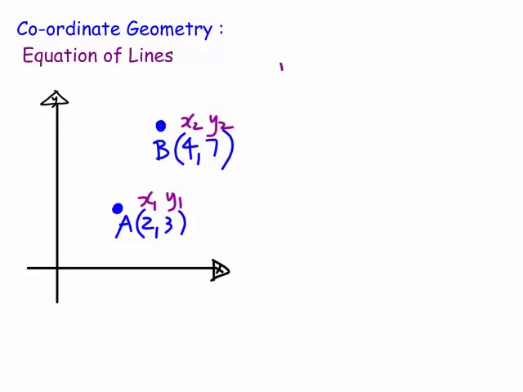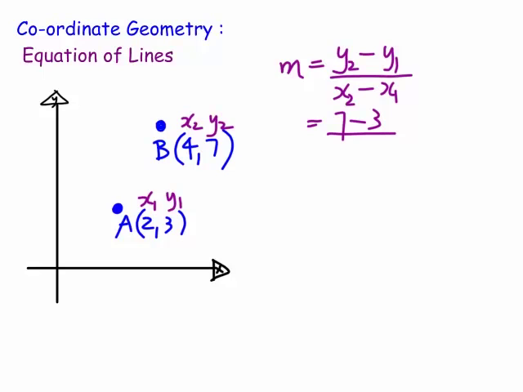We know that m is y2 minus y1 over x2 minus x1, and we just put some numbers in. Now y2 we know is 7 minus 3, that's the y1 value. x2 you can see here is 4 minus the x1 value, which is 2. That's 4 over 2. So the slope value m is actually equal to 2.